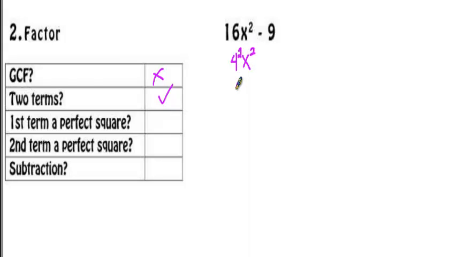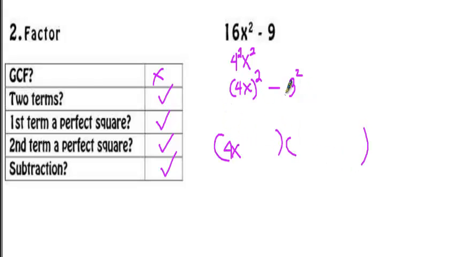Note that we can write this as 4x squared using laws of exponents. So the first term is a perfect square. Is the second term a perfect square? Well, that's 9, which is 3 squared. So the second term is a perfect square. Do we have a subtraction in between? Yes. So now we can get the factors of 16x squared minus 9 as 4x minus 3 and 4x plus 3.